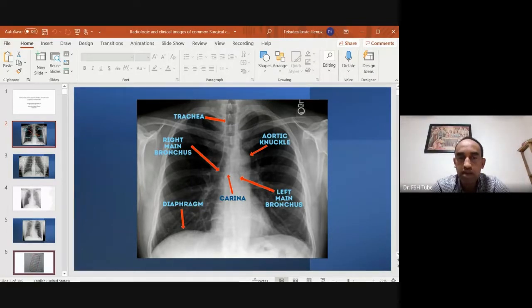You see some gas shadow over here. That is the stomach. The stomach gas shadow is located under the left hemidiaphragm. This structure over here is the aortic knuckle.